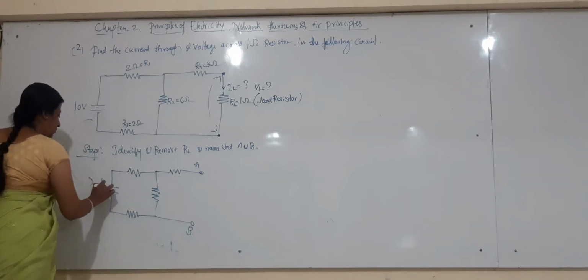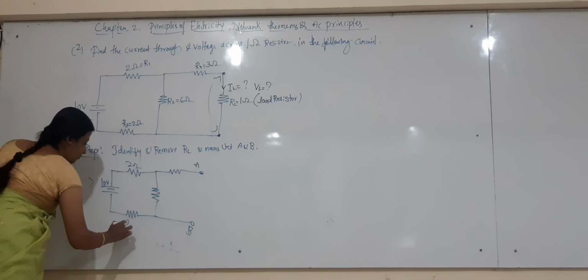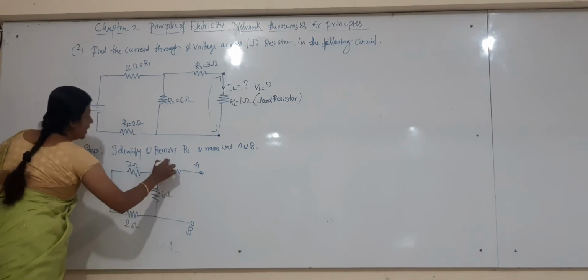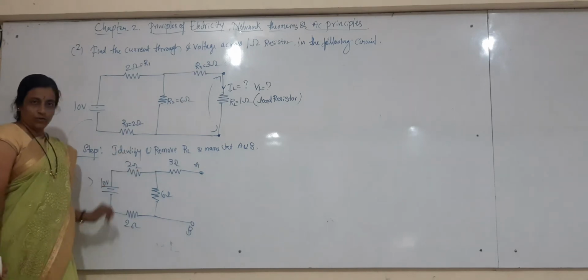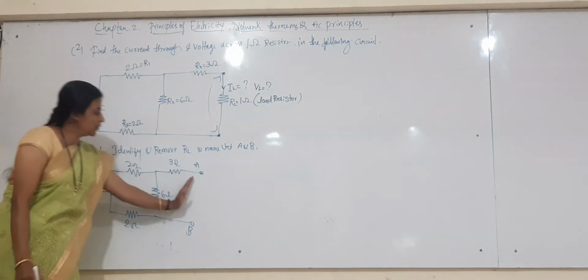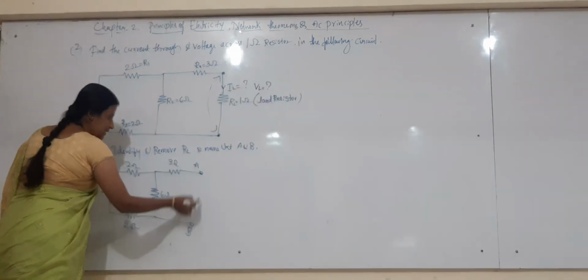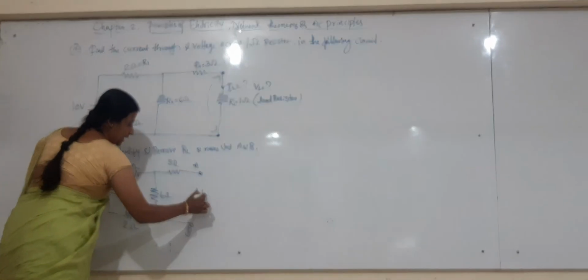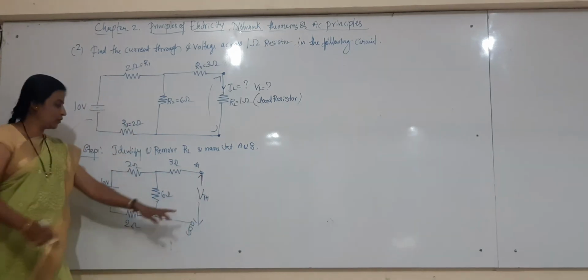So here 10 volt supply, 2 ohm, 6 ohm and 3 ohm. So we have performed the first step, removing RL. After removing that, name the points as A and B. Now find out VTH, the open circuit voltage.